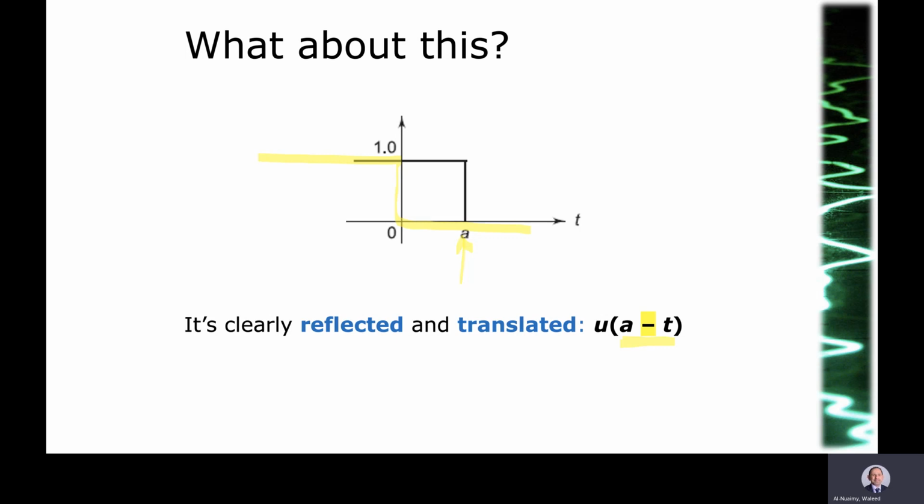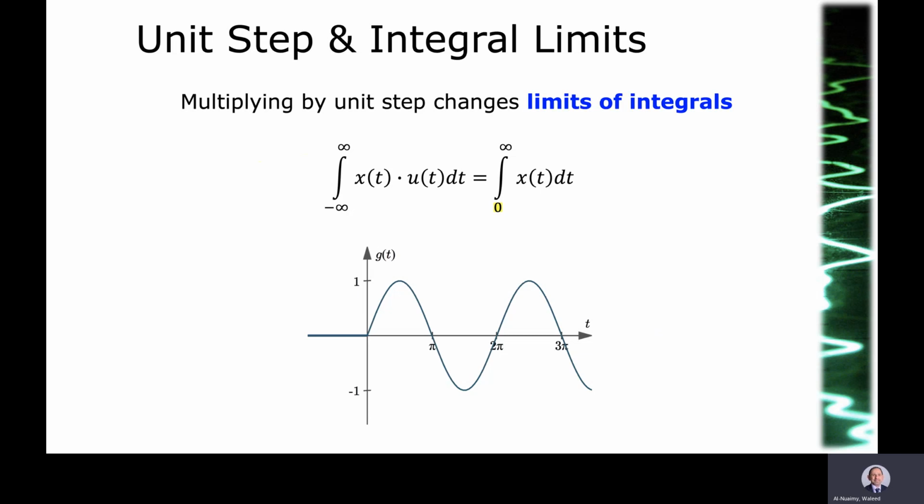So why is the unit step really useful? Because it helps us in situations where we need to integrate. So look at this integration here. What we have is an integral of a product of two functions. X of t can be anything. Let's say x of t is this sine wave, and we're multiplying it by a unit step. So let's say x of t looked like that. It's just a sine wave.